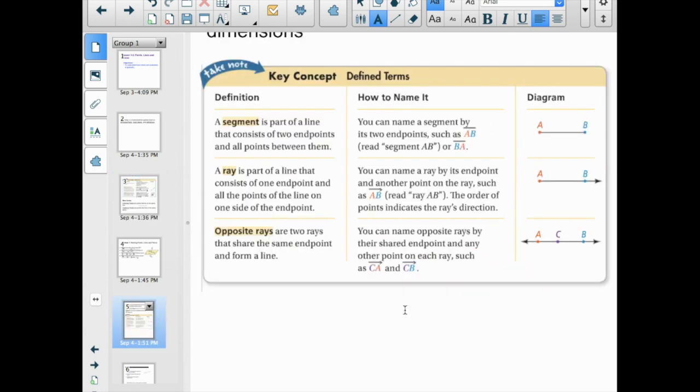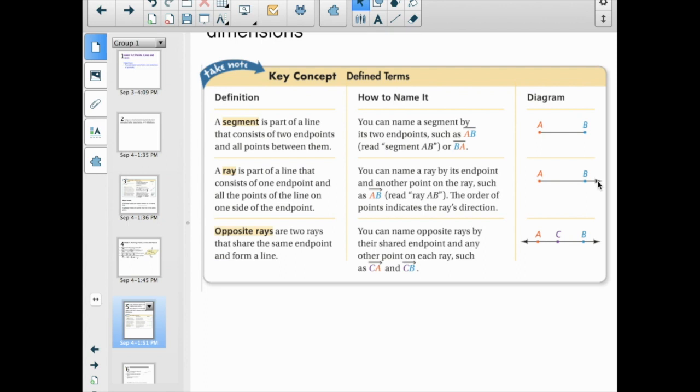Then we have a ray. Now, rays are a little bit particular. So it's a part of a line. It's basically like half of a line, essentially. It's an endpoint, and then it goes in a direction. So it's everything to this one direction of that endpoint. So if you look at this picture over here, A, B, you can see A is an endpoint, and then B is telling you which direction the ray is going. And there's an arrow on one side of the ray, to tell you which direction it's going. And it goes in that direction forever.